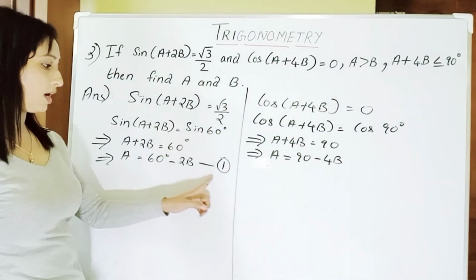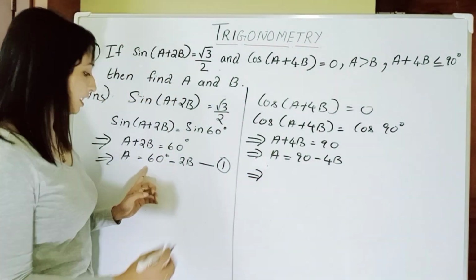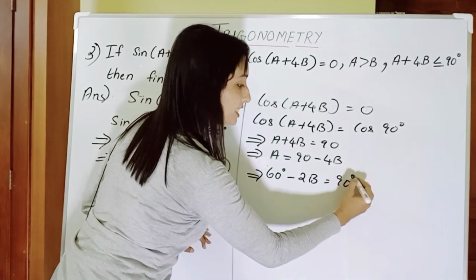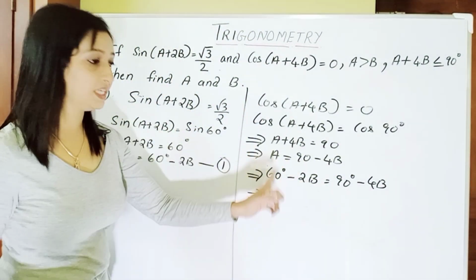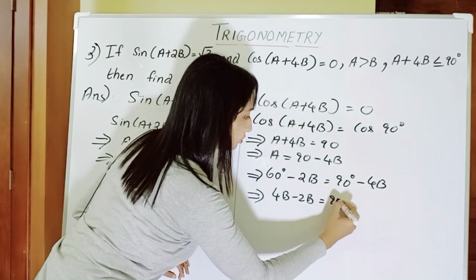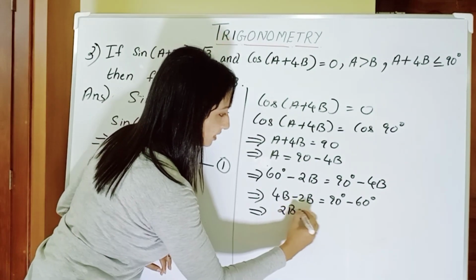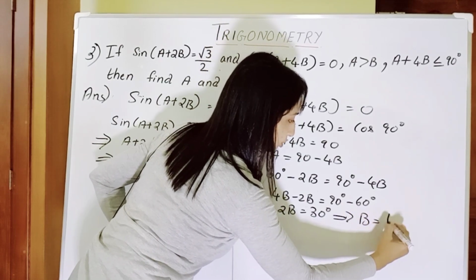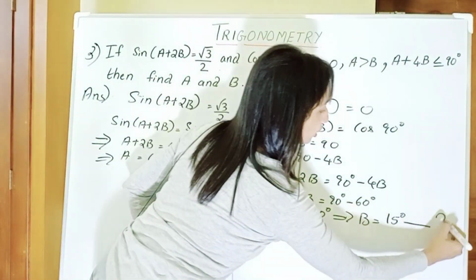Now from 1, what do I get? a is equal to 60 minus 2b. So I substitute that here: 60 degrees minus 2b is equal to 90 degrees minus 4b, which implies, bringing the b's to one side, 4b minus 2b is equal to 90 degrees minus 60 degrees, which implies 2b is equal to 30 degrees, which implies b is equal to 15 degrees. And this I name as my second equation.